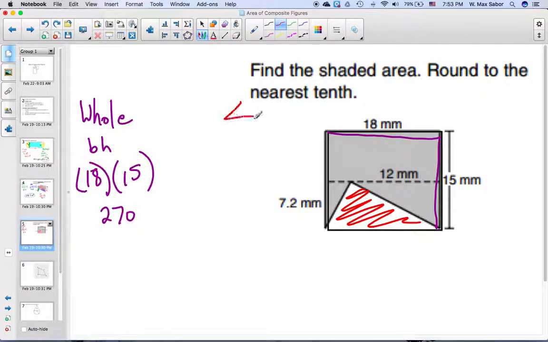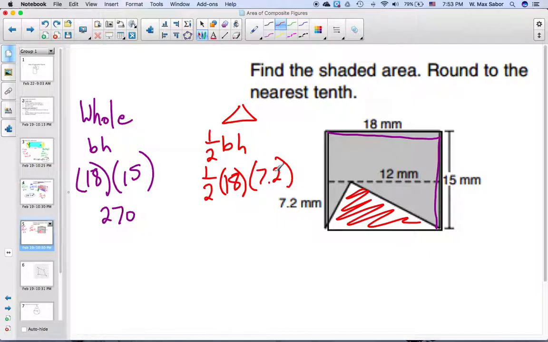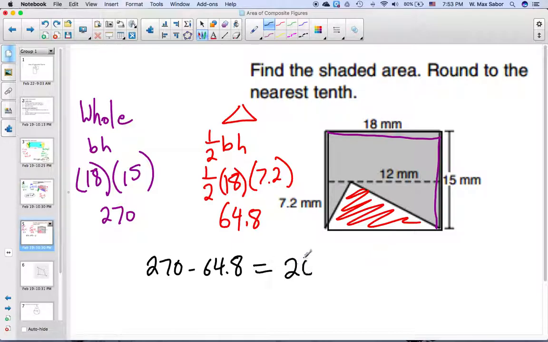For the triangle, it's 1/2 base times height. 1/2, the height is 7.2 and the base is also 18. So 18 times 7.2 times 1/2 is 64.8. And what we want to do now is not add these, but subtract them, because this was the whole. We want to subtract that, and we'll get the same thing we got before, 205.2 square millimeters.